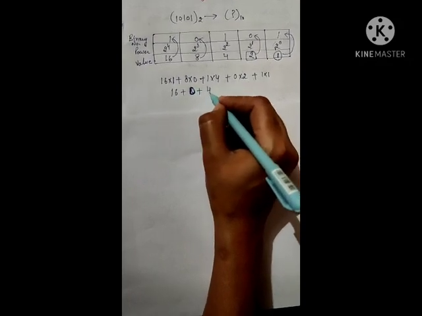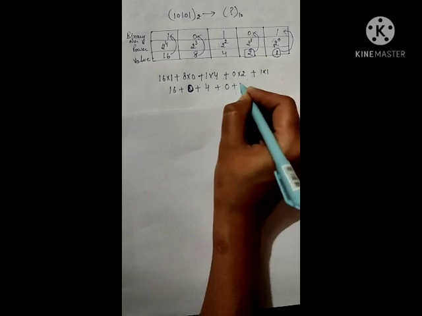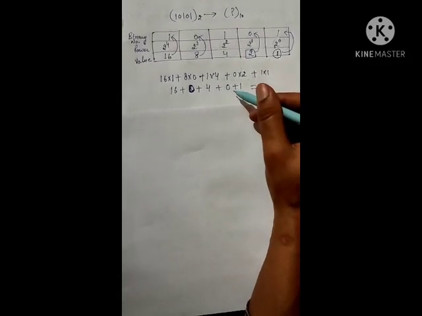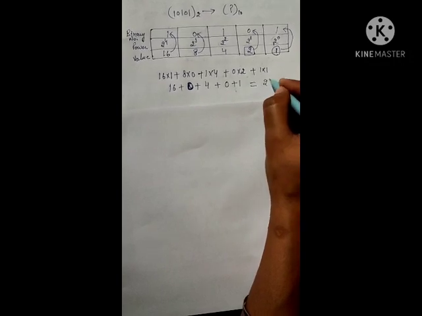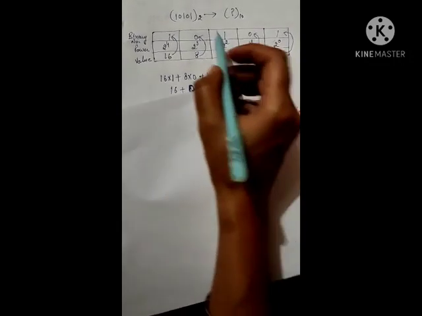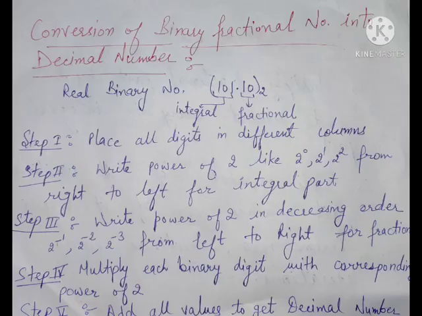After adding each number, we get the result: 16 plus 4 plus 1 is 21. So this is the decimal number corresponding to the binary number. Next conversion is to convert a fractional binary number into a decimal number. So let's take an example and understand this conversion.